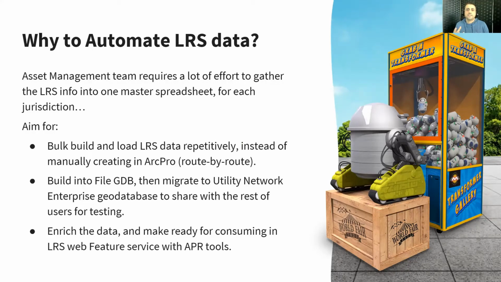The answer is that the business asset management group accumulated all the transmission pipes into routes and proposed a naming convention, but they didn't know the measure values, or at least how the network would look at the end. So we came up with an Excel master spreadsheet with all the LRS info, mainly the pipeline line ID, the route name, and other route hierarchy information for each jurisdiction.